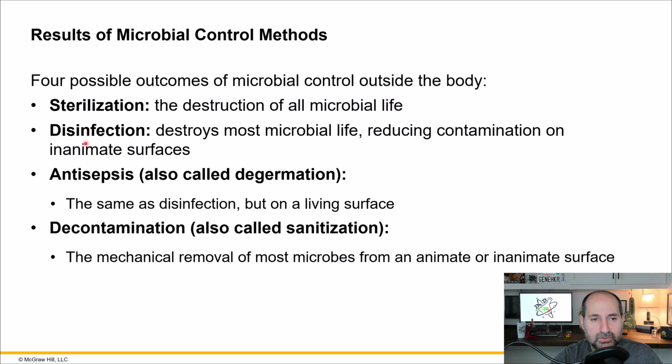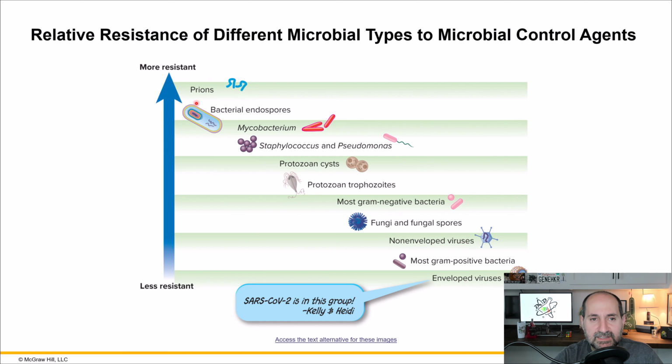Disinfection is one level below that. You have killed most microbial life, but not all. And this is on inanimate surfaces. Antisepsis, remember, this is the same as disinfection, but on living surfaces. And then you have decontamination or sanitation. This is the lowest standard, just a mechanical removal of most microbes. This is the lowest stringency. All right, you should know that endospores are the most resistant and the hardest to get rid of, right? Endospores, and I suppose prions as well.